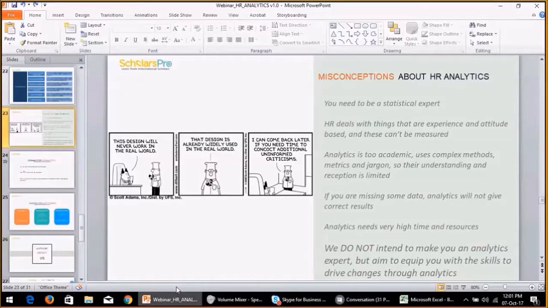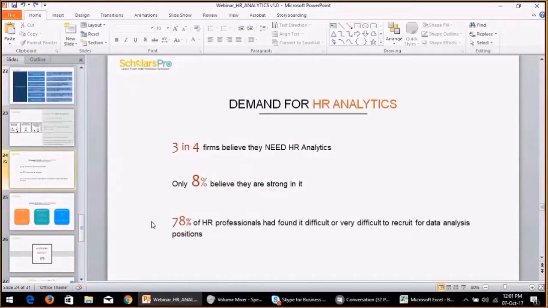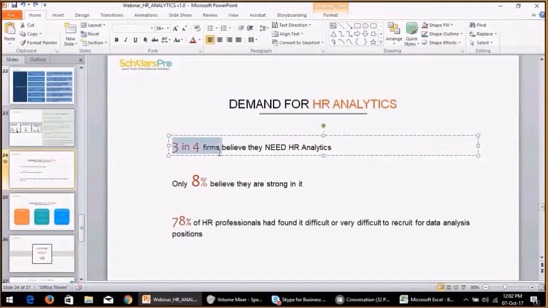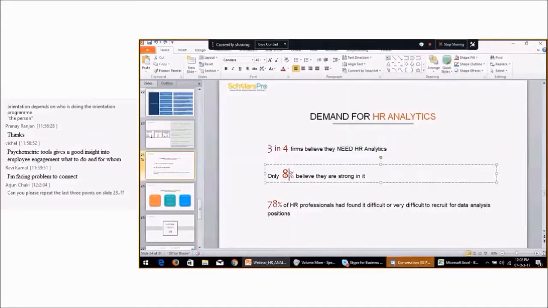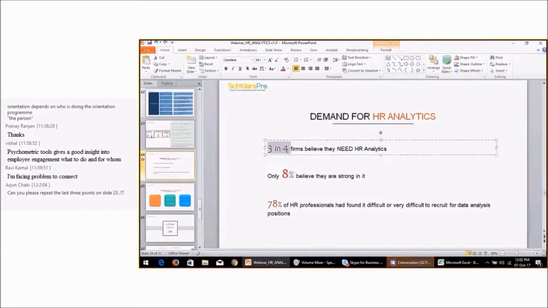Okay, so let's talk a bit about the demand. So this was from some Deloitte study. So 3 in 4 firms believe that they need HR analytics. Okay, but only 8% of firms believe that they are strong in it. So you see the gap, 75%, 3 in 4 firms believe that they absolutely need HR analytics, but only 8% think that they are strong in it.